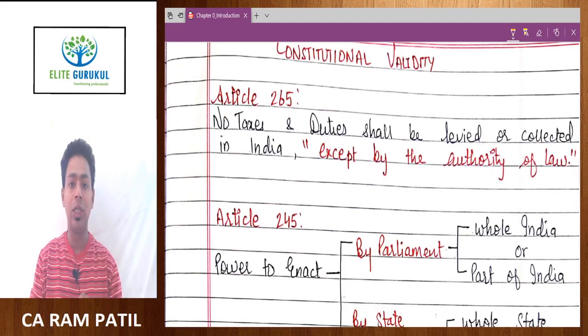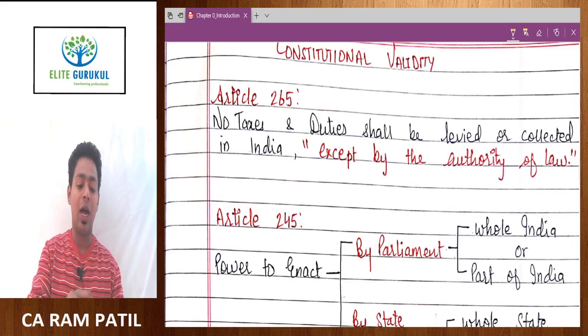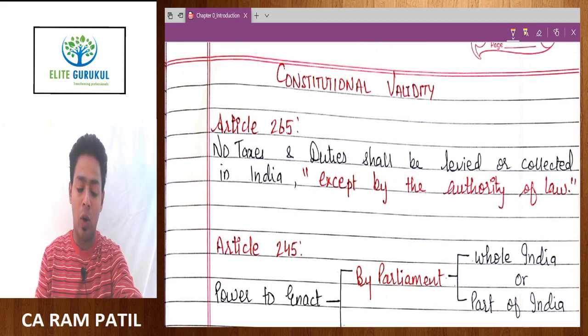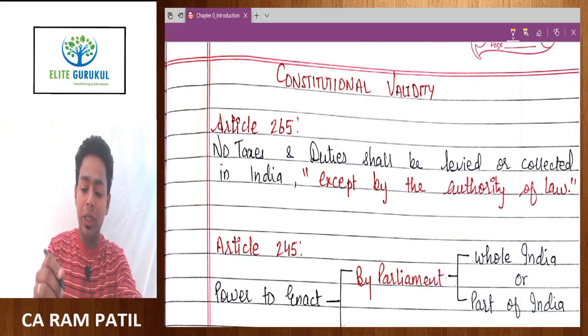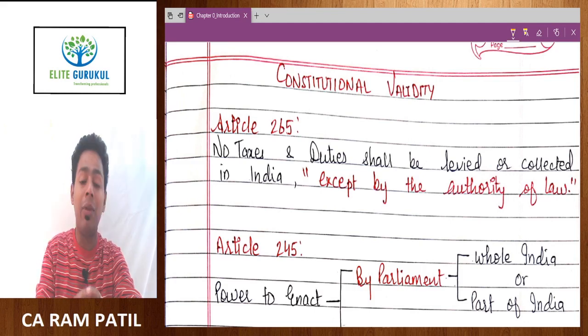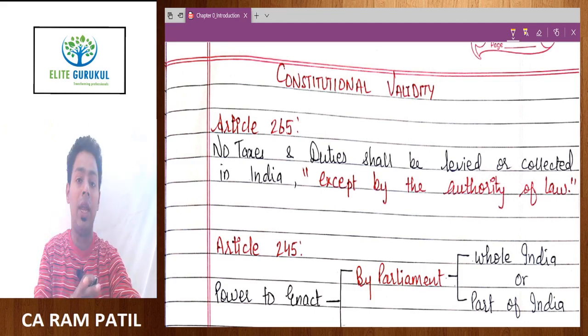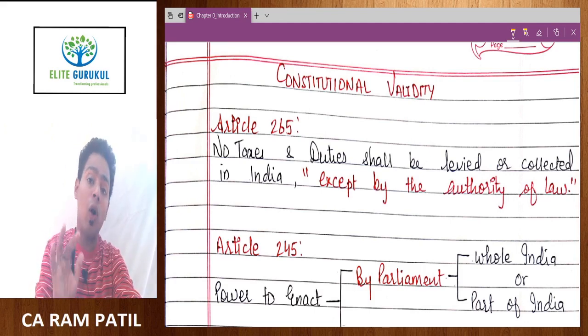Article 265 is quite an interesting article which protects citizens of India from the government bringing any random law. The government cannot tomorrow just wake up and bring some random tax laws in India. That's not going to happen, because Article 265 is a prohibitory article, which takes away the power from the government. The government cannot bring any tax law in India unless and until they bring a law for it.